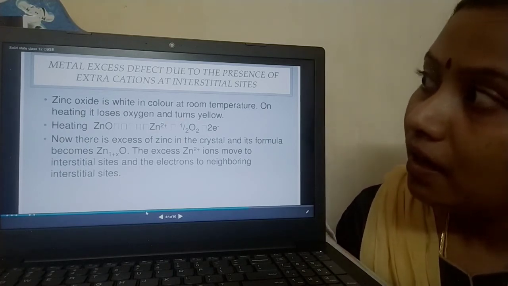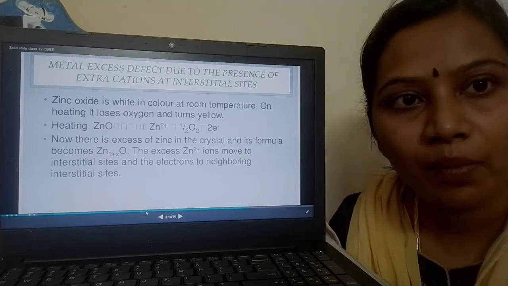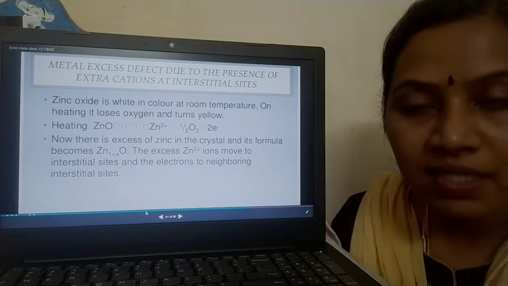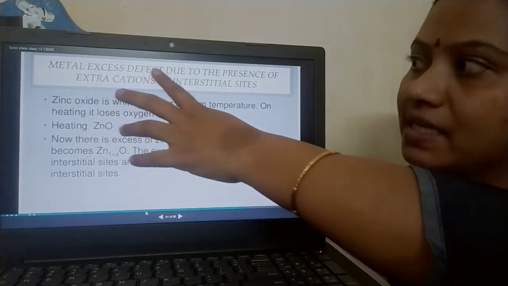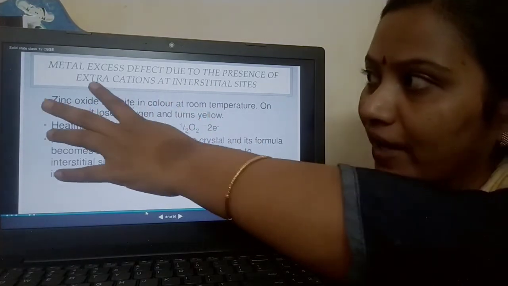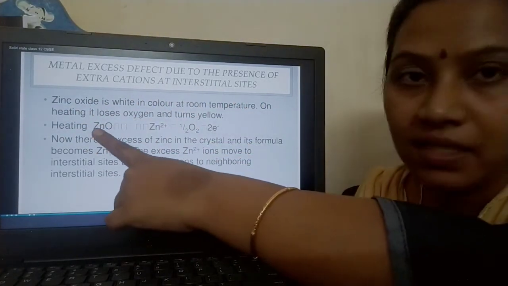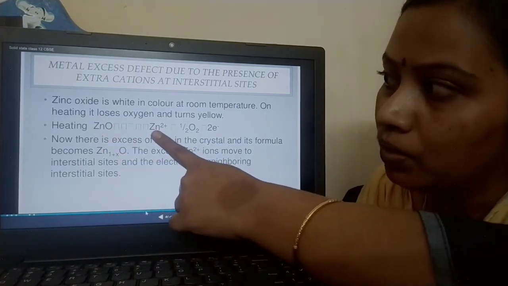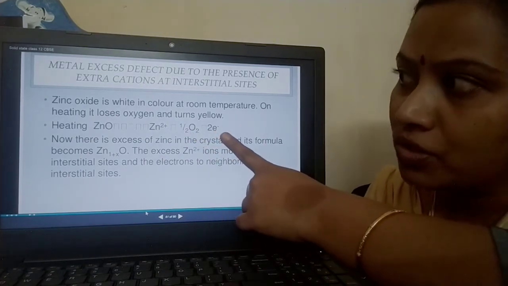Next, the last topic for non-stoichiometric defect. Under non-stoichiometric defect, we have done with metal deficiency defect. The last topic is metal excess defect due to the presence of extra cations at the interstitial site. Now, consider the reaction: zinc oxide is converted to zinc ion plus half oxygen, and electrons are released.